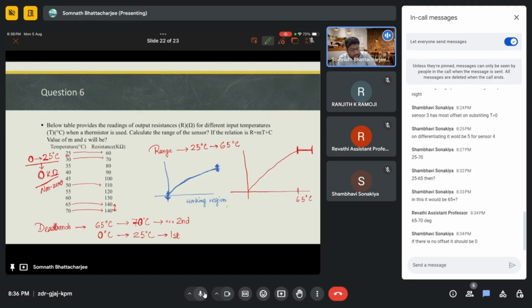So if the sensor equation is mt plus c, what will be the value of m? That can be sensed as the sensitivity. And what is the value of c? That is the offset value, right? Because dR/dt should be the sensitivity, that is m, and R at t equals 0 is c. So that is the offset value. What will be the value of these things?